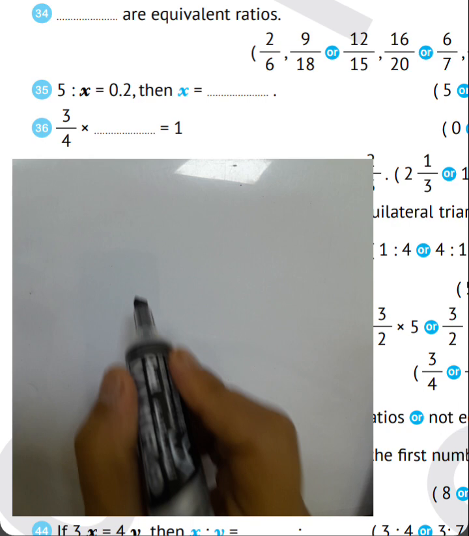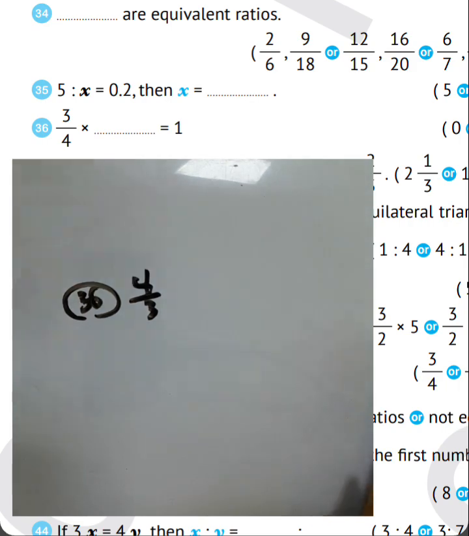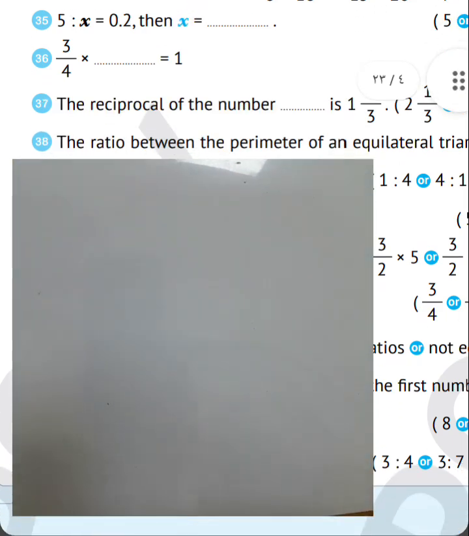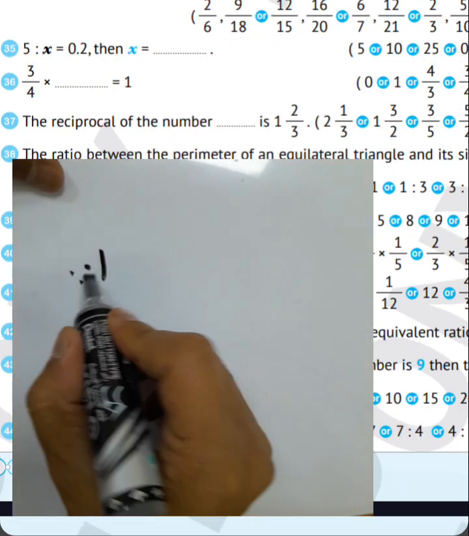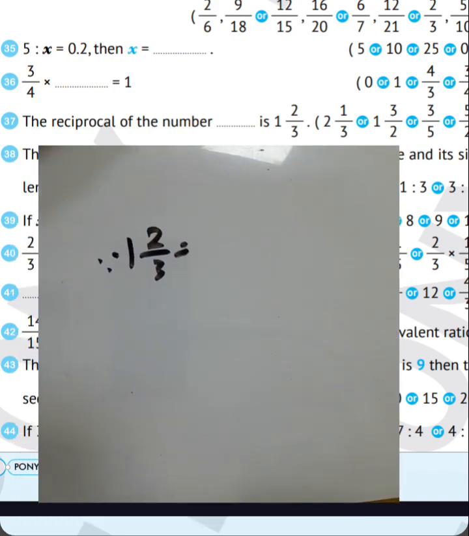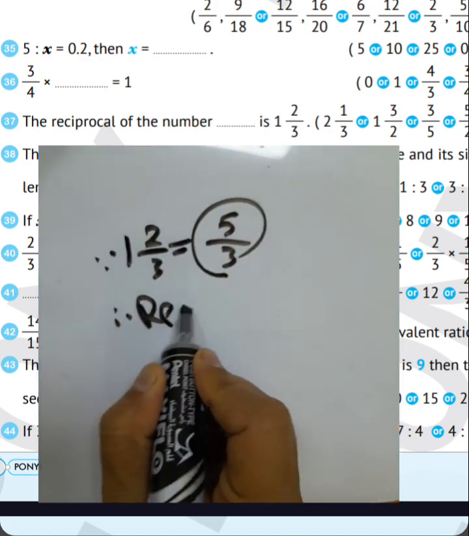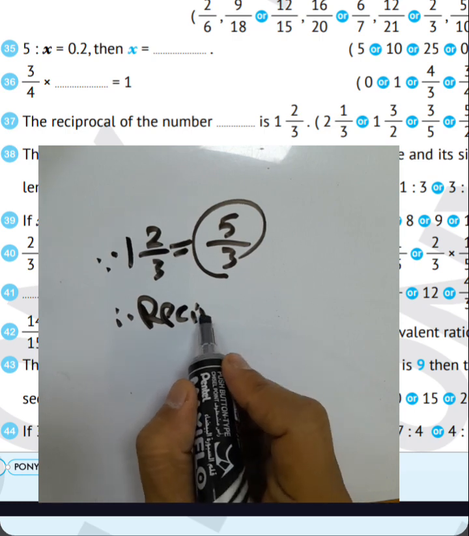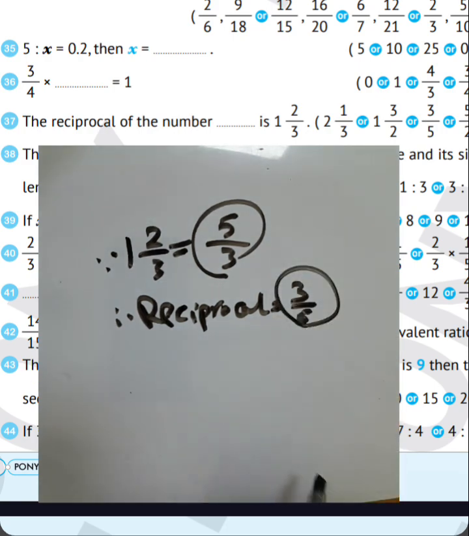Next question, 3/4 multiplied by 4/3, the inverse, right? 4/3. The result will be 1. The reciprocal of the number 1 and 2/3: we can convert this fraction. You want to find the reciprocal of this number. Write 3 in the denominator, 1 times 3 equals 3, plus 2 equals 5. Then the reciprocal of this number will be 3/5.